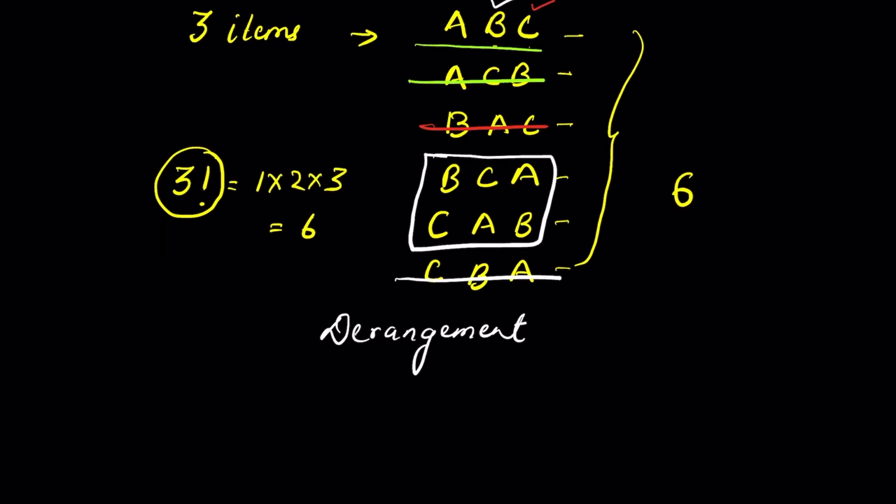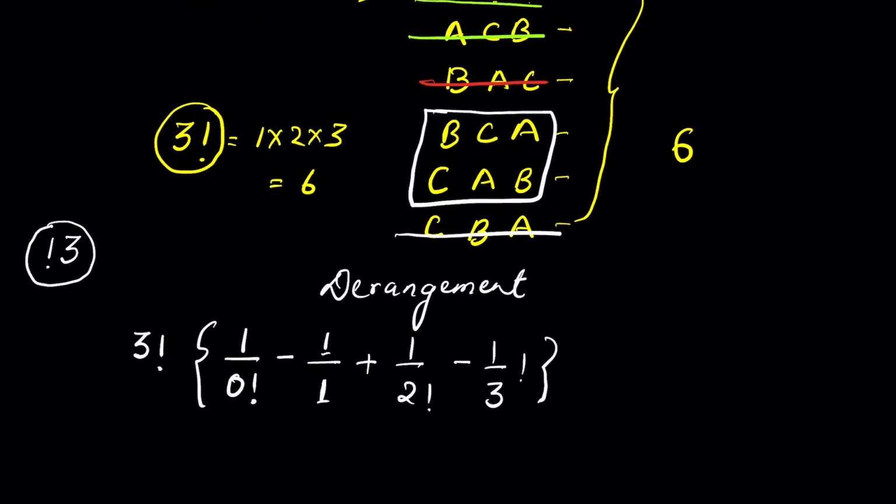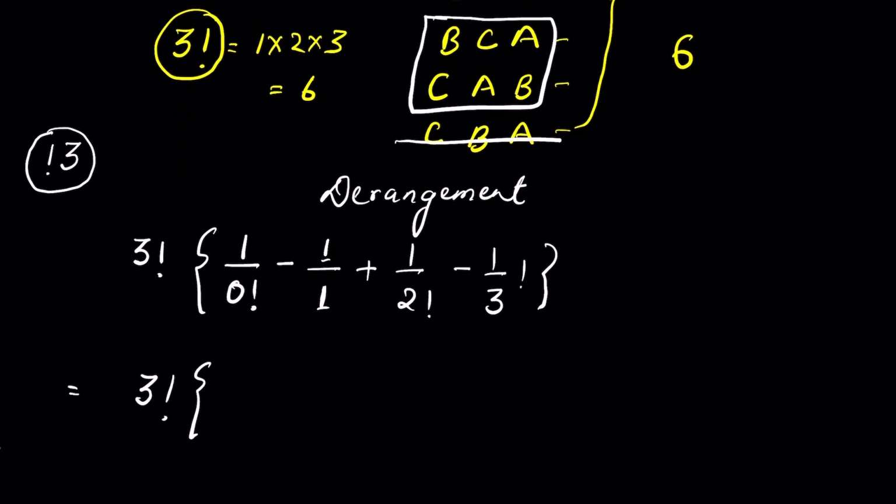How do we calculate it using a formula? So first we write 1 upon 0 factorial minus 1 upon 1 factorial plus 1 upon 2 factorial minus 1 upon 3 factorial, multiplied by 3 factorial. 3 items means 3 subfactorial. We have to arrange 3 items. So 3 factorial, 1 upon 0 factorial, value is 1. 0 factorial equals 1. By convention, 0 factorial is equal to 1.